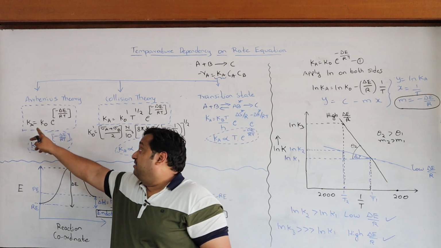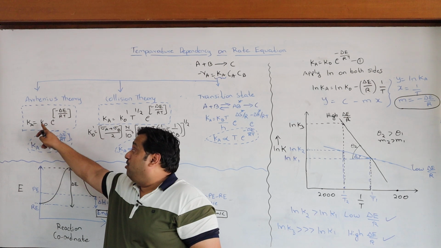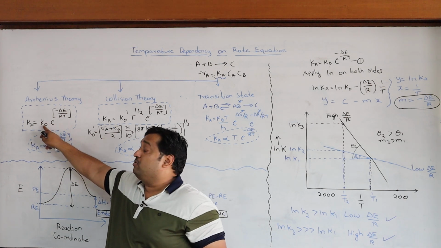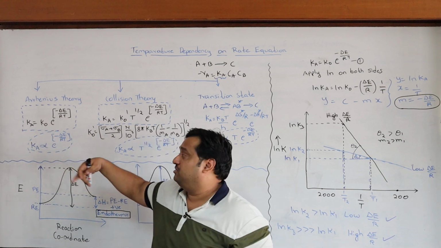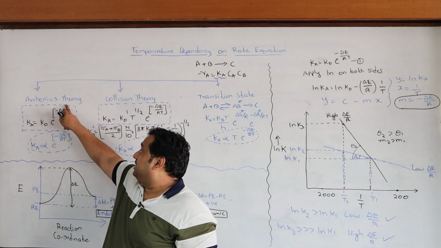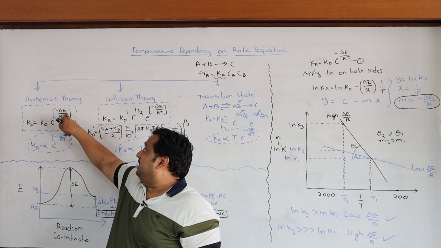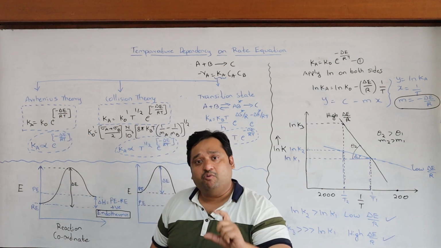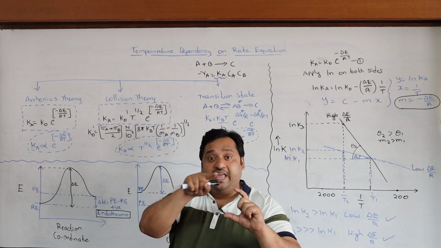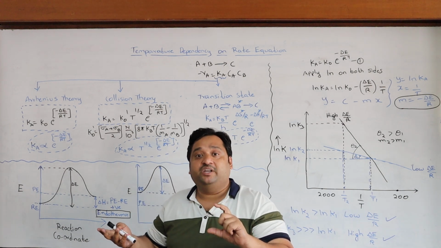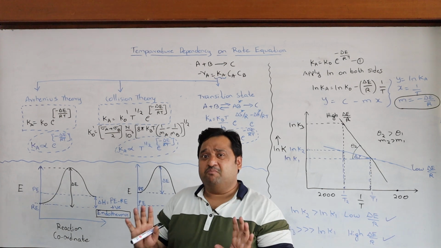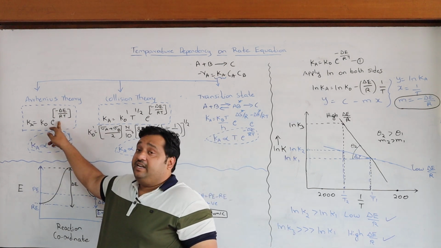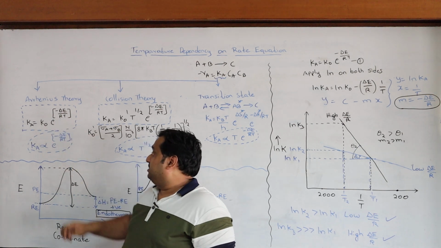Arrhenius says that the value of the rate constant Ka is equal to the pre-exponential constant K0, which comes before the exponent, into exponent of minus delta E by RT. Delta E is the activation energy for the reaction, that is the minimum energy required for the reactants to gain before the product formation takes place. Minimum energy you have to supply. And R is the universal gas constant, T is the temperature.